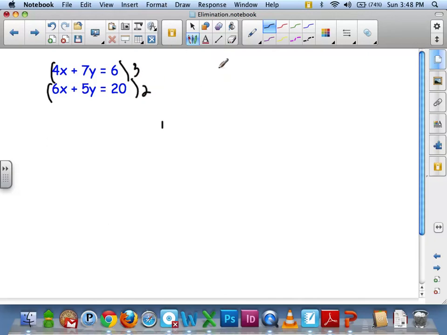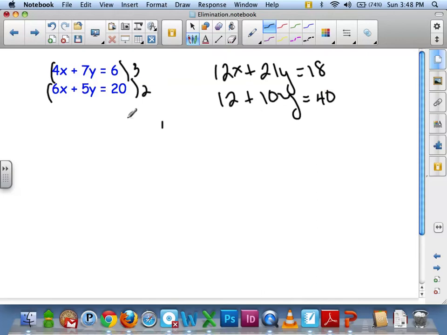So we're going to end up getting 12x plus 21y equals 18. And the bottom equation, I'm going to get 12x plus 10y equals 40. Okay. Oops, I need to have that 12x in there. So looking at this, they're actually like terms, so they're both positive. So this means I'm going to subtract, and I haven't done that yet, and I just wanted to make sure that I showed you guys this.